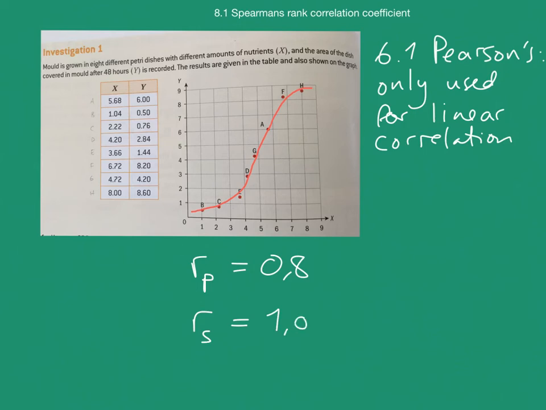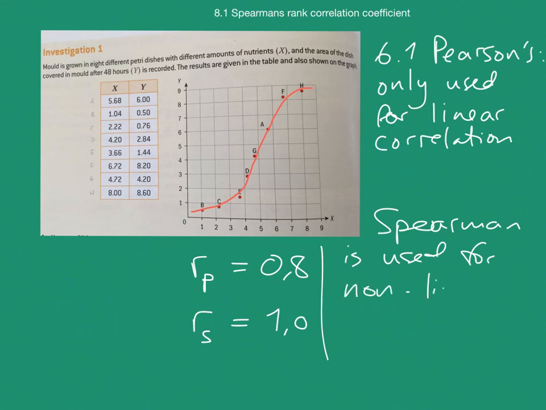the variables. So in the next video, we'll look at how this coefficient is calculated, and I'll use some examples in Excel and clear up some mistakes in the textbook as well. So let's just add this, that Spearman is used for non-linear correlation.